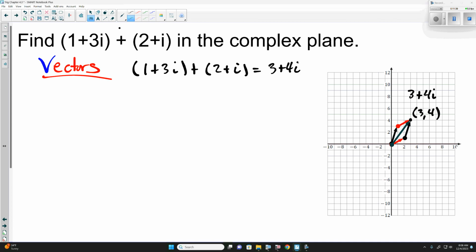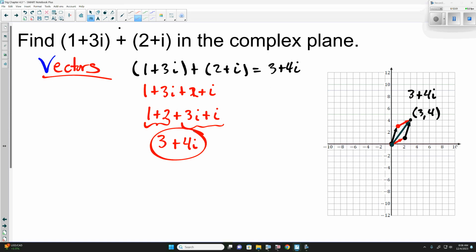If we're doing this in the complex plane, we were graphing this. If we did this algebraically, well, I can drop the parentheses, put our like terms next to each other. 1 plus 2 is 3. 3i plus i is 4i. We get 3 plus 4i. We get the exact same thing. Questions on this here?